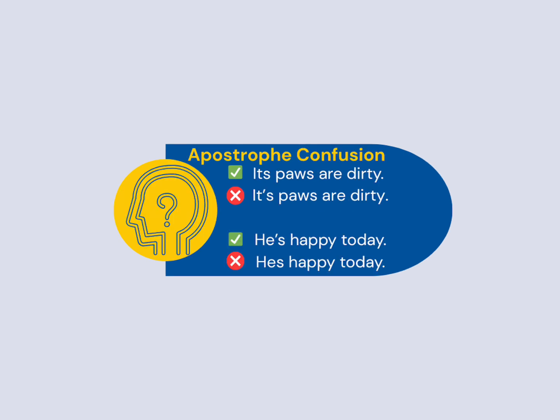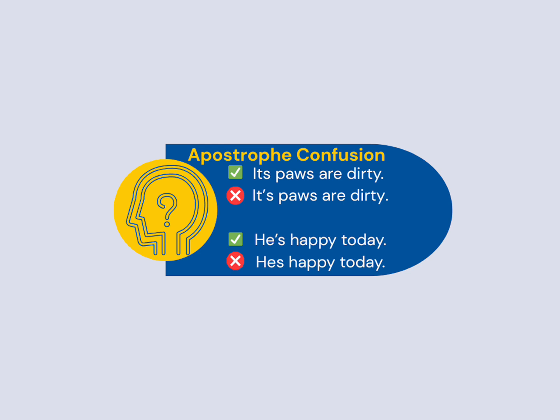Apostrophe confusion. Let's look at two very common apostrophe mistakes shown here. First, the top example is about "its" versus "it's" with an apostrophe. "Its paws are dirty" is correct, no apostrophe, because "its" shows possession. "It's paws are dirty" is wrong here because "it's" with an apostrophe means "it is," and that wouldn't make sense in the sentence. A good trick: try replacing "its" with "it is." If the sentence sounds wrong, you need "its" with no apostrophe instead.